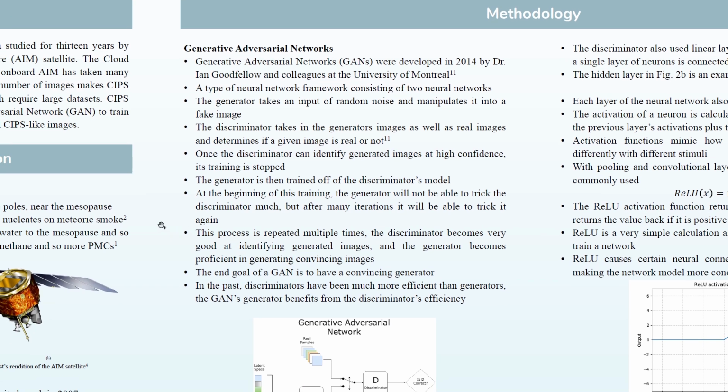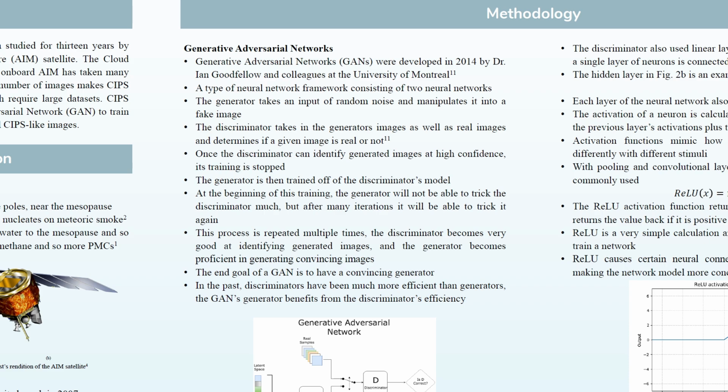So for this project, we used a certain type of neural network called a Generative Adversarial Network. These were developed in 2014 by Dr. Goodfellow and his colleagues at University of Montreal, so they're quite a recent invention. That was really fun for this project, because this is something that's very new. GANs have just come out, and the applications for them are not fully known, so people are discovering new applications for them. No one else had ever applied a GAN to CIPS data, so what we were doing was original research.